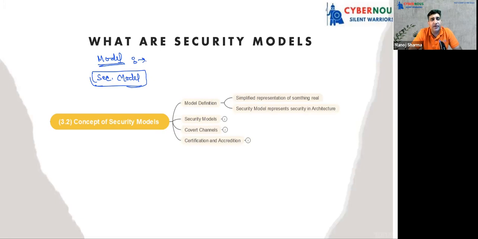So on those lines, we are going to talk about a few of the models in this webinar. You also need to understand that whenever we design a system, the first and foremost requirement is to apply fundamental design principles. These kinds of principles should always be at the back of your mind.